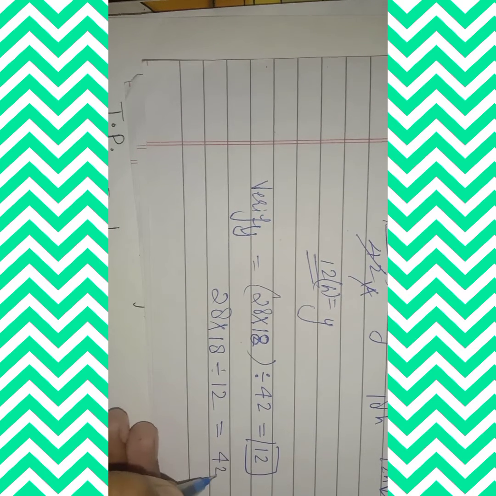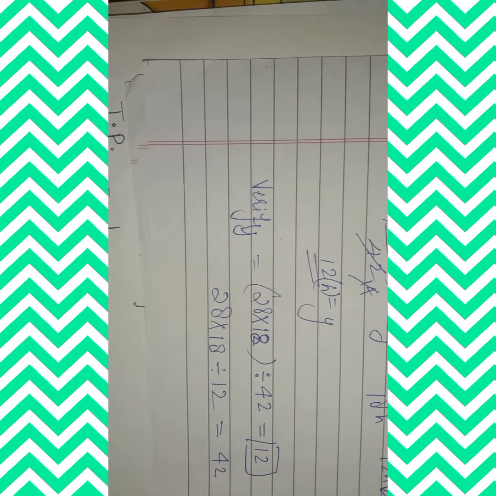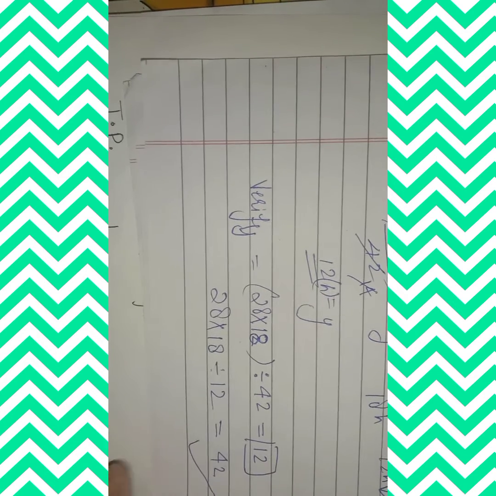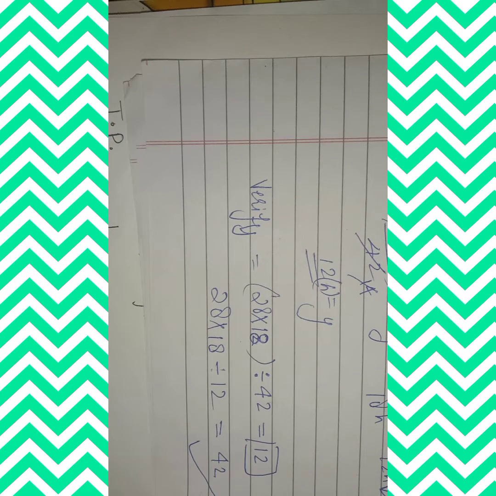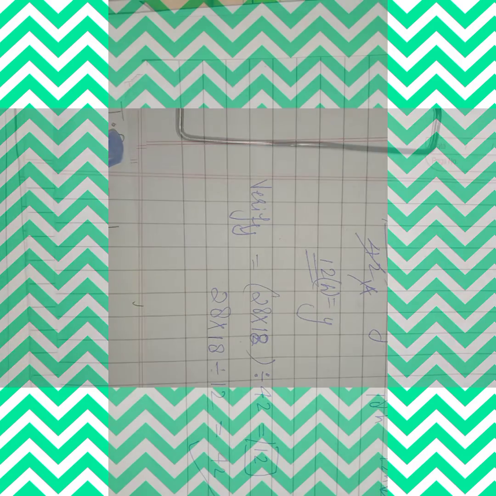And if the answer came 42, meaning the required pump, then it will also be correct. Like this we can understand inverse variation very easily. Now I'm going to tell you about time and work. What is time and work? There are mainly three rules for understanding time and work.